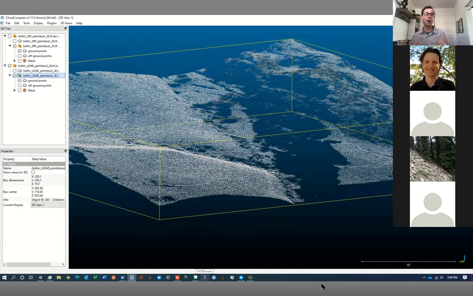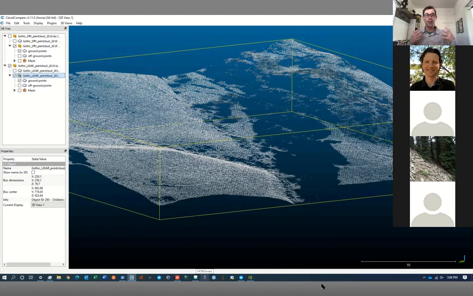If we really care about the spectral properties of the surface of things, in this case, say if we wanted to classify individual trees or individual shrubs, then structure for motion photogrammetry would probably be a better choice.